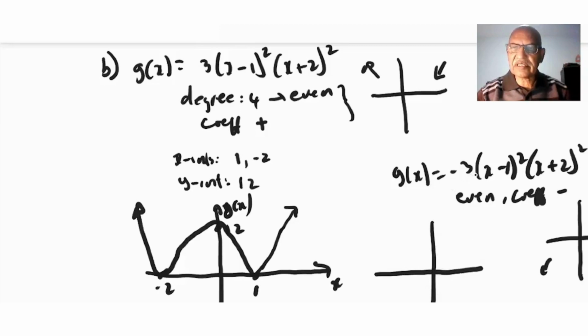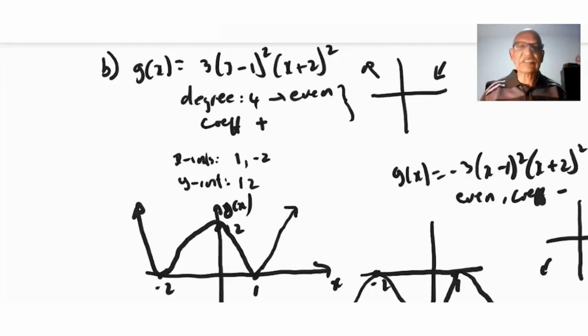Since the coefficient is negative here, the y-intercept changes. The y-intercept is negative 12. So negative 12 here, and here we have negative 2, and here we have 1. So exactly the same way. It comes from here, bounces back, then comes through negative 12. At 1, it's x minus 1 squared, it bounces back.